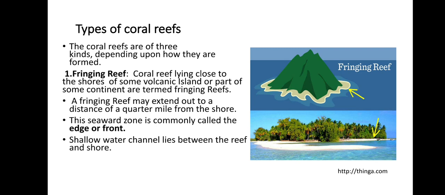Now, here what happens, there is always a part of the reef that is towards the sea. See, this part is towards the sea. So, this part is towards the sea. There is another part which is towards the land, isn't it? That part which is towards the sea is called the edge or front, and this is the part which will be continuing. So the living corals are present towards this part, towards the edge or the front.